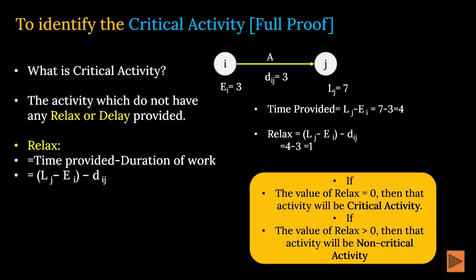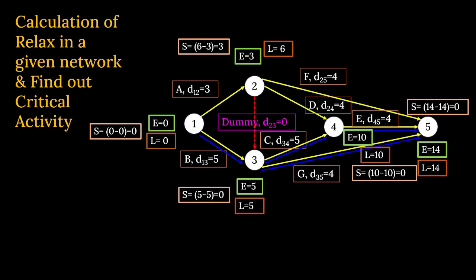Relax, how is it calculated? Latest finish time minus earliest start time minus the duration. So 7 minus 3 minus 3 is equal to 1. In this case, this activity A is not critical. If the value of relax becomes 0, then only it will become critical. Otherwise, if it is greater than 0, it is a non-critical activity. Correct? Depending on that, we'll proceed to the next and calculate the relax in the same network.